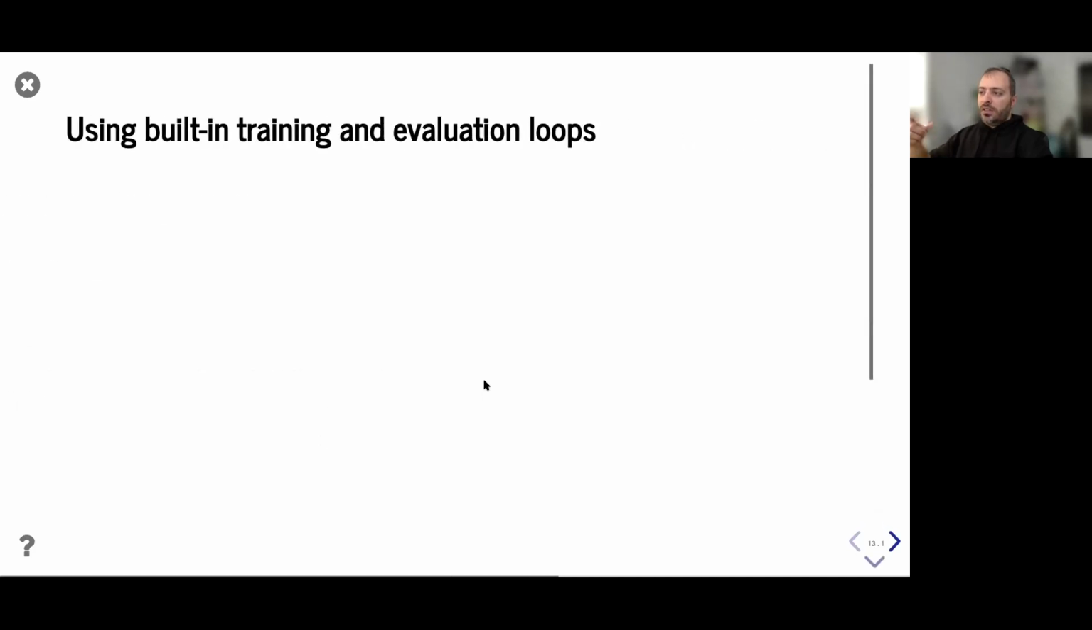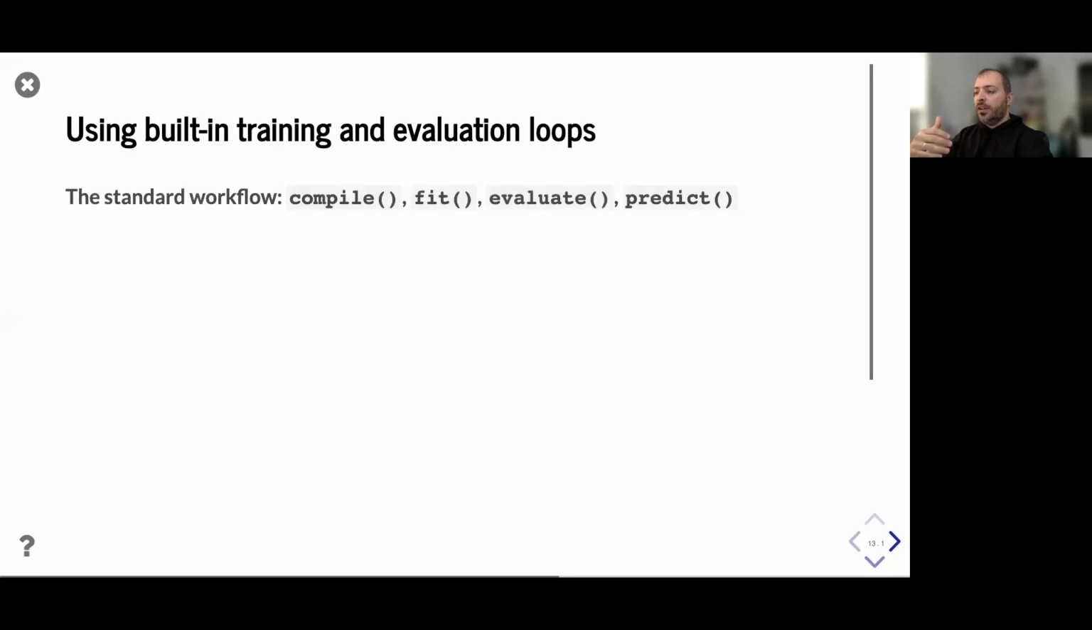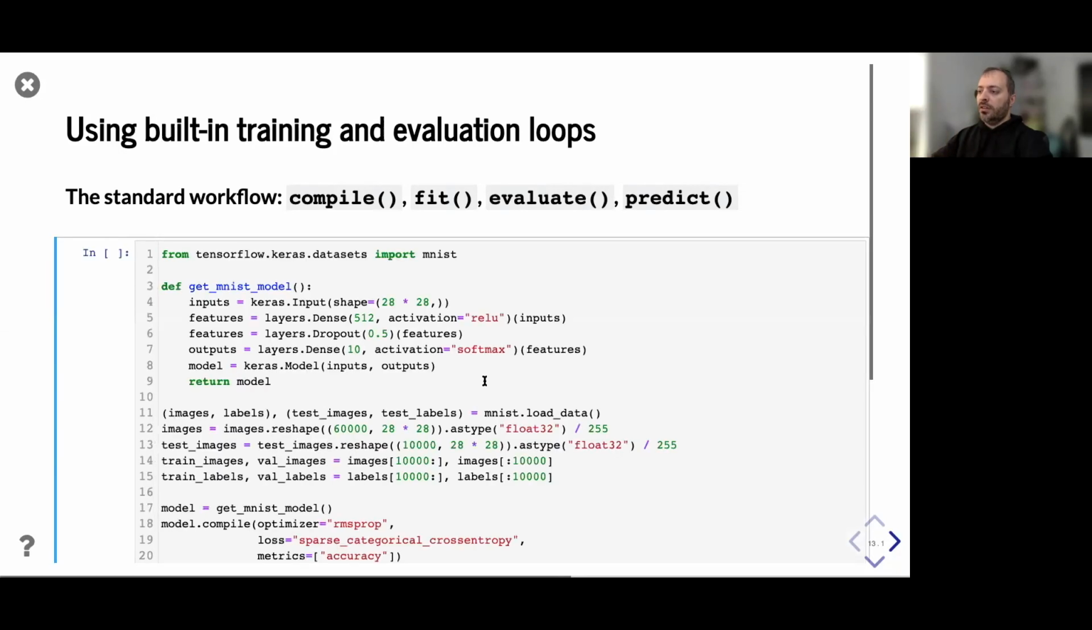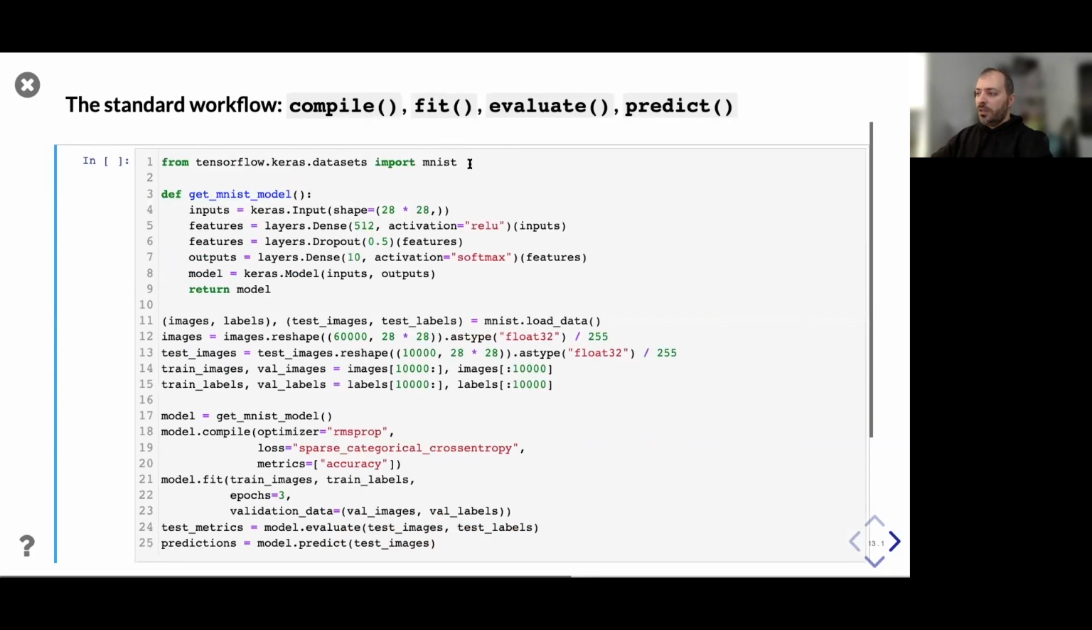So let's see again the standard training and evaluation loops, no matter how you create your model. The standard workflow is create the model, compile the model, fit, evaluate, and then predict. Here is a very short example of all these steps. We will use MNIST. We will get the MNIST model as a functional API model with these inputs, 28 times 28, dense, dropout, dense layer for classifier with softmax. So this function will return the model.